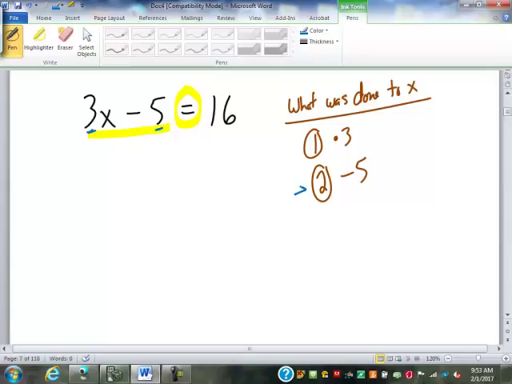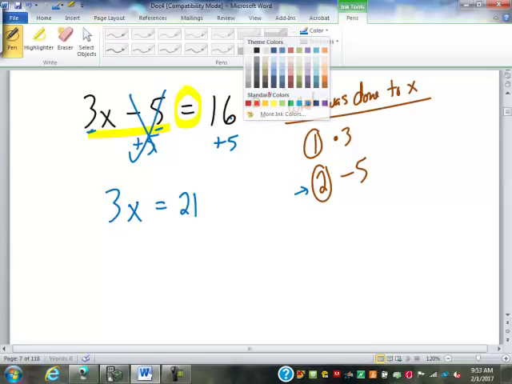The last piece put on here was the subtracting 5. That's going to have to be the first piece we take off. And we're going to take it off by adding 5. And we're going to have to do it to both sides, correct? So we add 5, makes the negative 5, the subtracting 5 go away. Leaves us with 3x there. 16 plus 5 is 21. Now what?